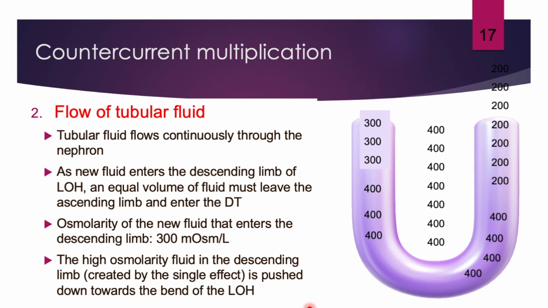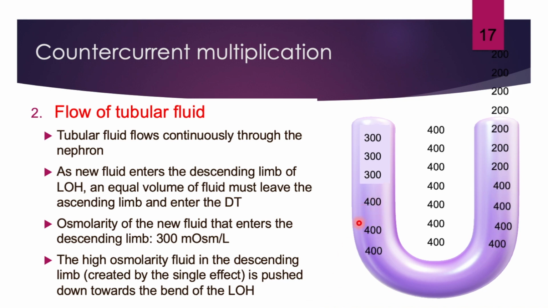So this will cause the high osmolarity fluid in the descending limb to be pushed down towards the bend of loop of Henle and into the ascending limb. This will cause the fluid that was in the ascending limb to leave and enter the distal tubule.